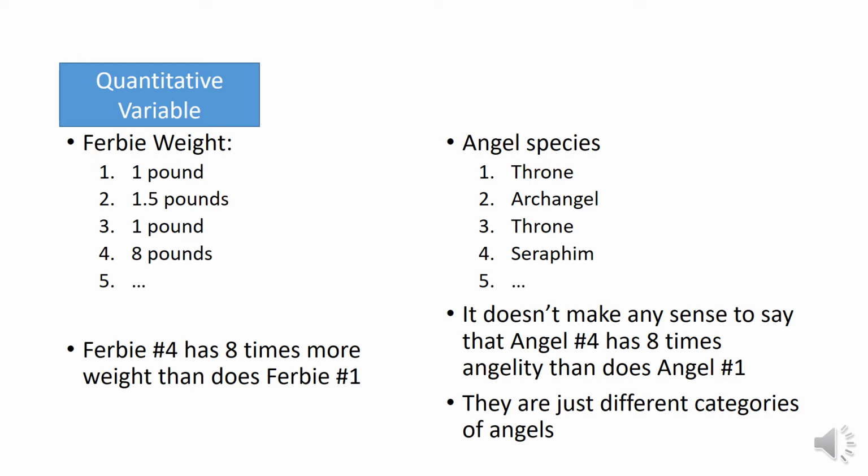So angel species is going to be an example of a categorical variable. A categorical variable is a variable that assigns labels that place individuals into particular groups or categories. I'll say that again. A categorical variable assigns labels that place individuals into particular groups or categories. All right, so let's do a concept check on this.